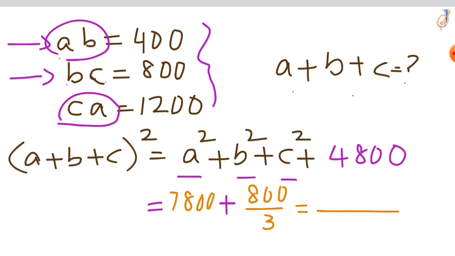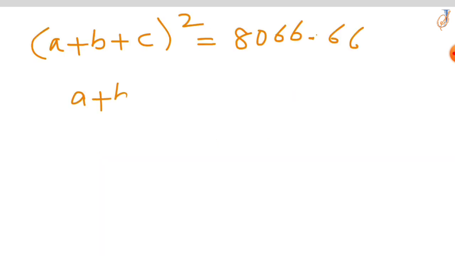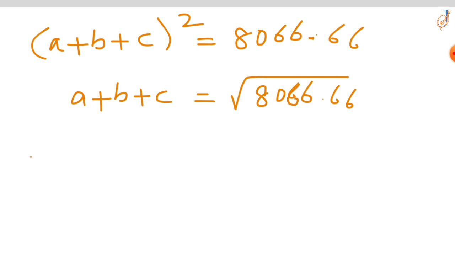If you take LCM, you will get 7800 times 3, which gives 23,400, plus 800, which gives 24,200. If you divide by 3, you will get 8066.66. But this is the A plus B plus C whole power 2 value, and we need to find only A plus B plus C. So take the square root on both sides. Then A plus B plus C equals the square root of 8066.66.